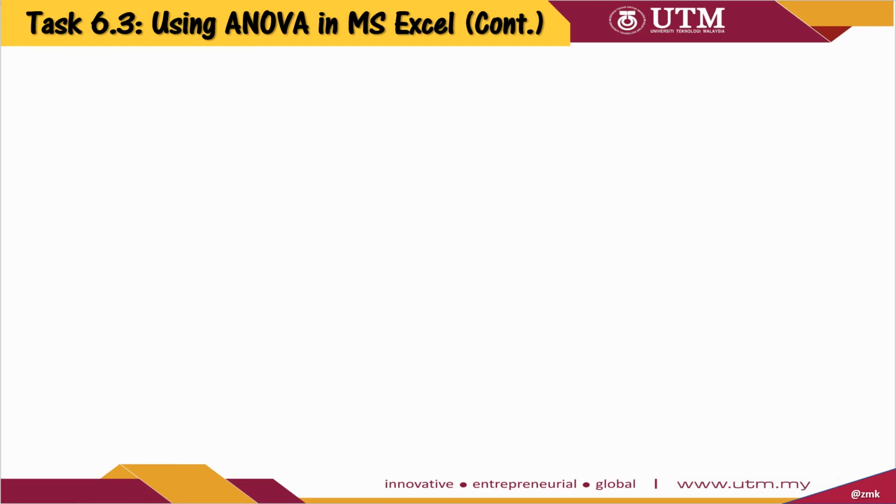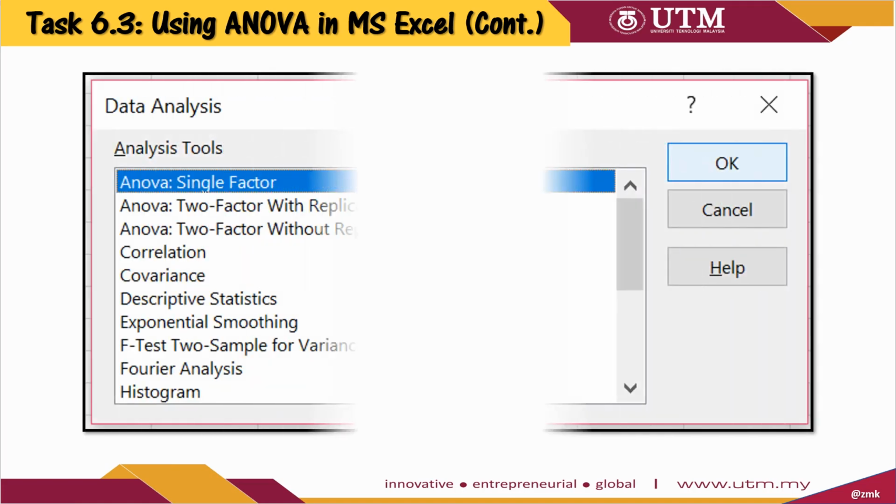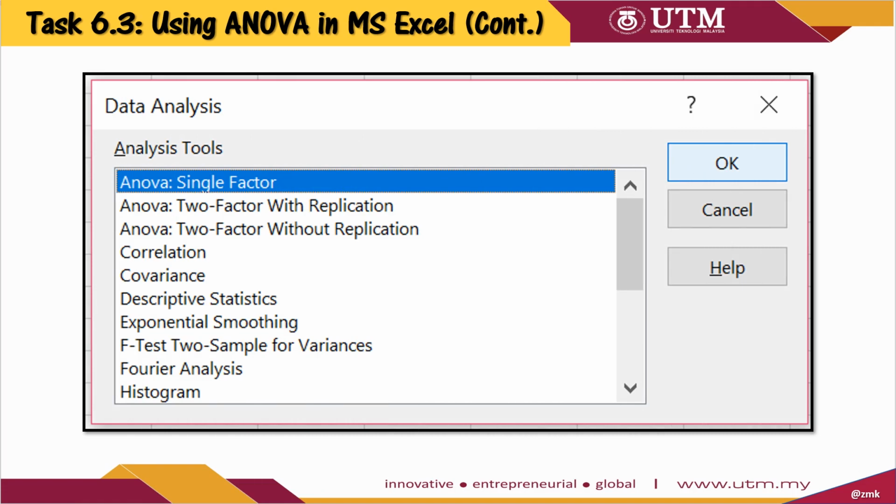When you click the Data Analysis button in the Main Data menu, this pop-up Data Analysis menu will appear. You can see a list of statistical analysis that you can perform using the Excel program. However, in this chapter, we only focus on the one-way analysis of variance, which is the same as ANOVA single factor in Excel. So, choose this ANOVA single factor and click OK to continue further.